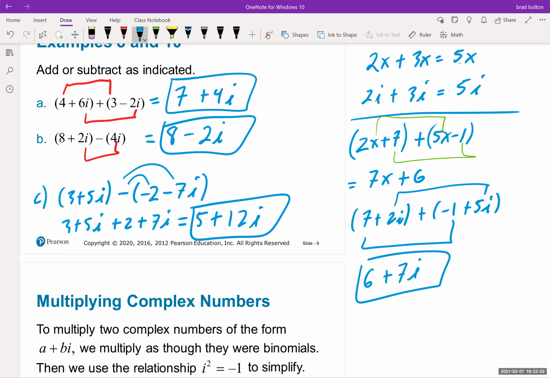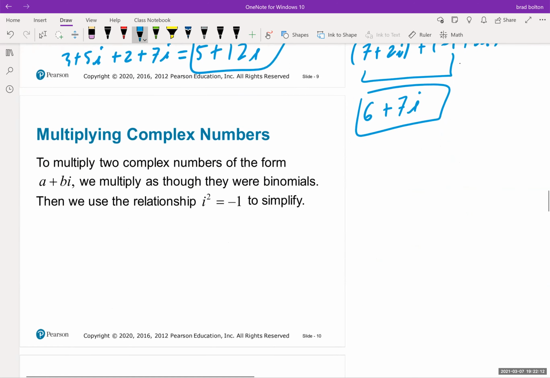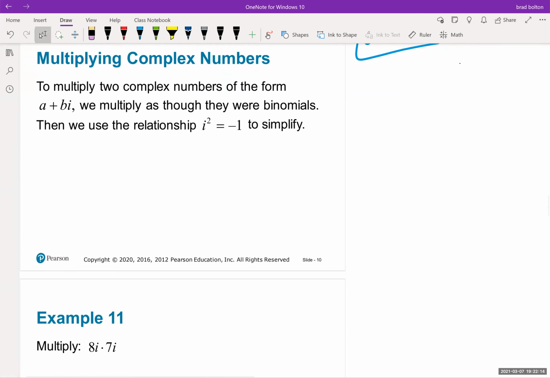So again, adding and subtracting imaginary or complex numbers is really not that bad. You just put the imaginary portion with the imaginary portion and the real portion with the real portion. Okay, so hopefully that's not too bad for you guys. So now let's look at multiplying.